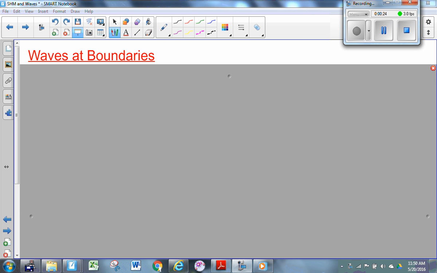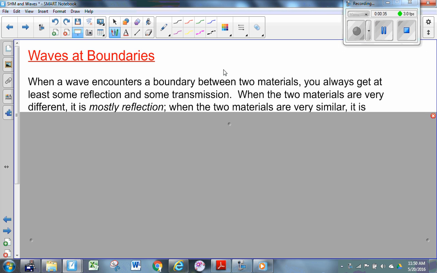And we found that when a wave encounters that boundary, you're always going to get two things happening. There's always going to be some of both of these things happening. The first thing that's going to happen is transmission, where the wave keeps going. And the second thing that's going to happen is reflection, where the wave bounces back or is reflected.